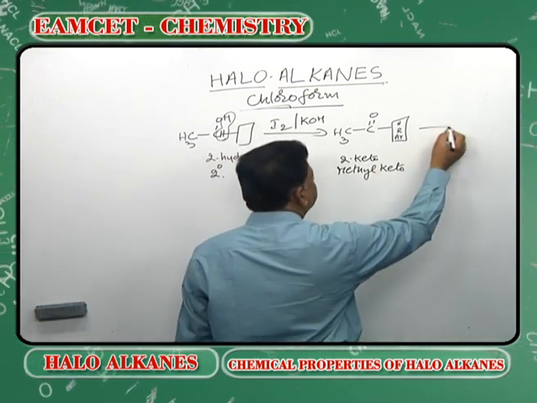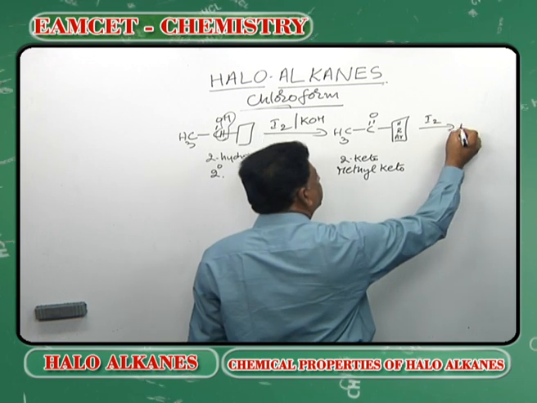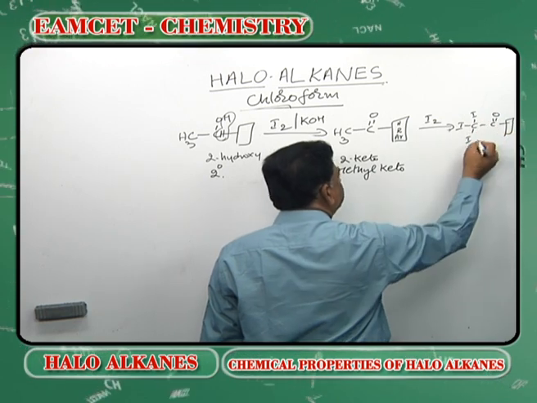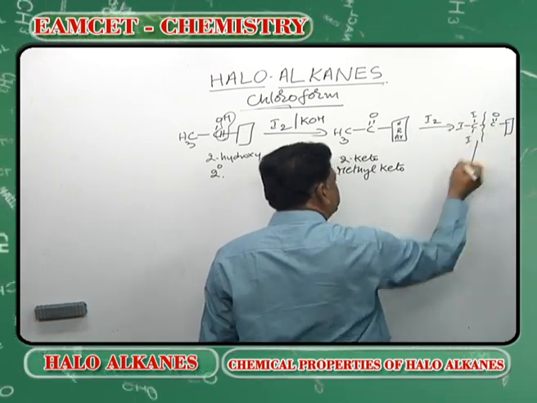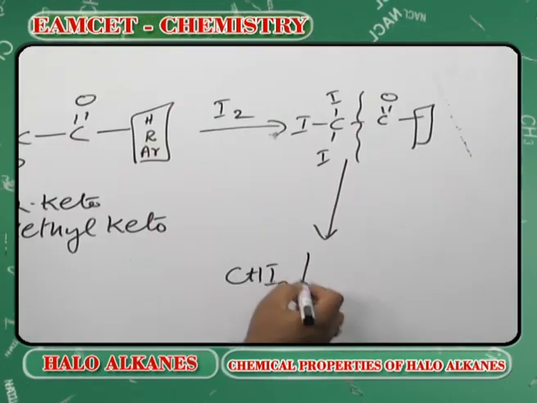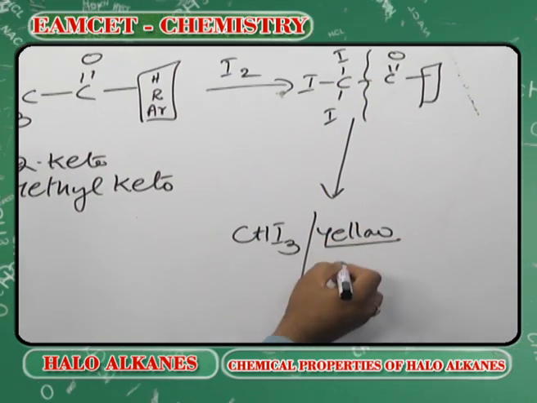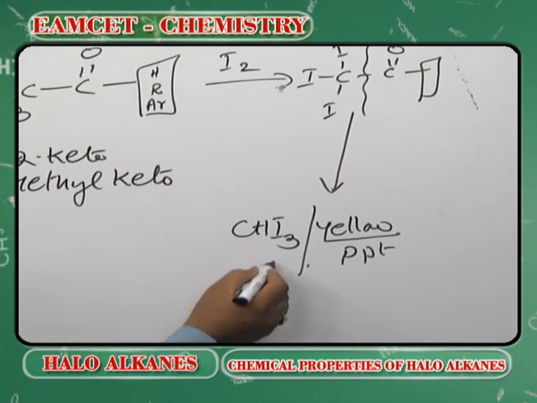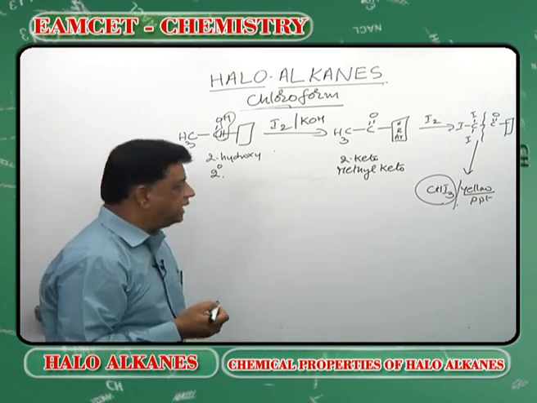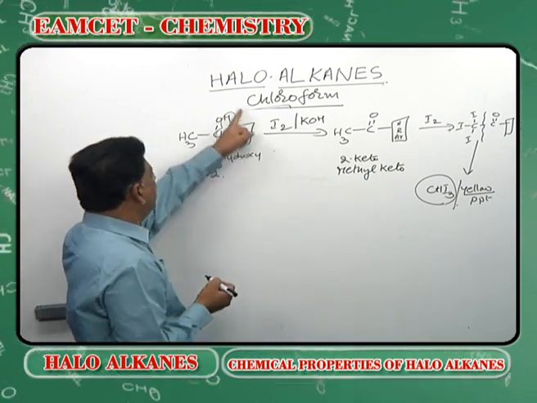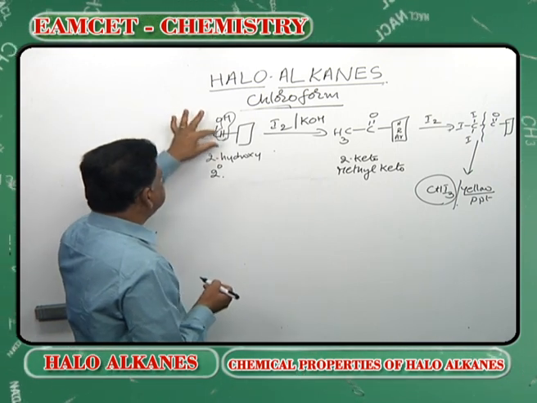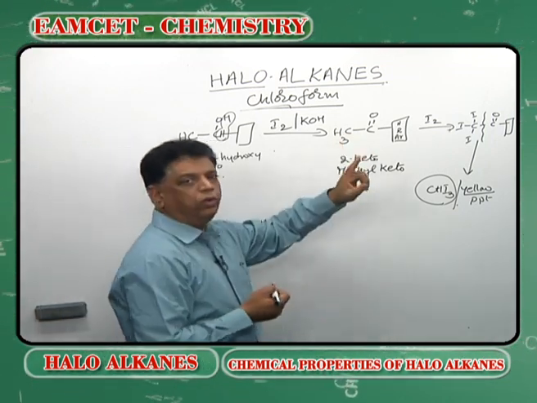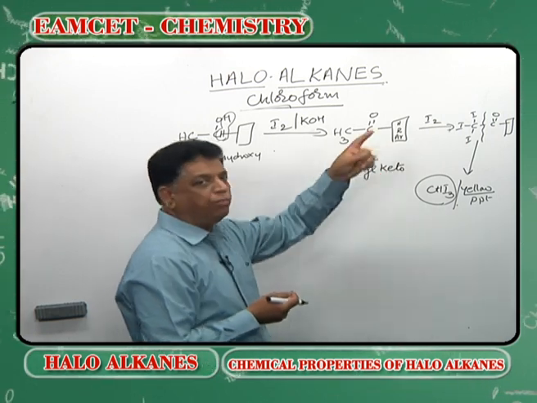So now this compound, what happens? Iodine is further reacting and you will get a triiodo methyl compound. When base is added, it becomes CHI3, which is yellow in color as well as a solid, therefore a crystalline precipitate. Therefore, the iodoform formation reaction is known as the iodoform reaction. Which compounds are giving? All these alcohols containing this particular formula CH3CHOH with something. All methyl keto type carbonyl compounds are going to give.